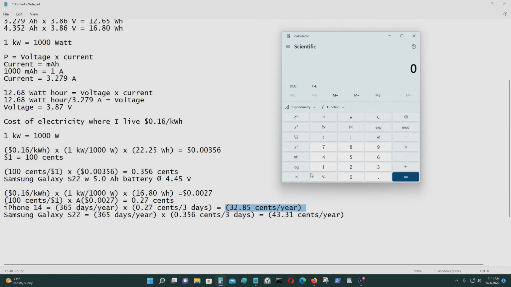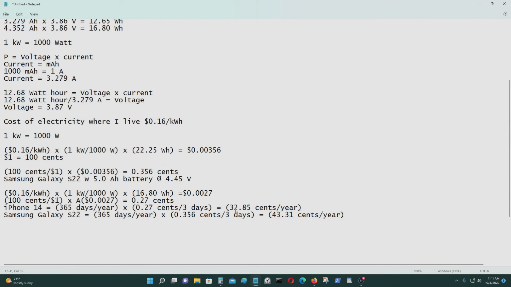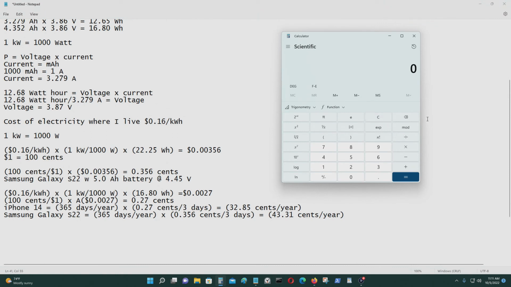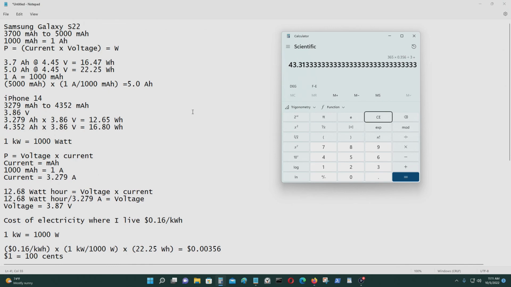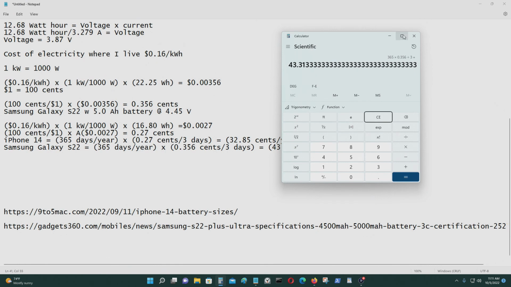Next one is for the Samsung Galaxy S22. 365 days per year, and this one costs 0.36 cents per 3 days. Days cancel out. We're left with cents per year. Okay. It costs you 43.31 cents per year to charge your Samsung Galaxy S22 with a 5,000 milliamp battery at 4.45 volts.